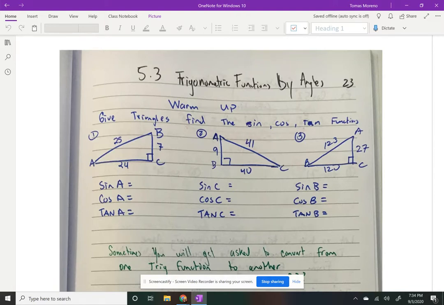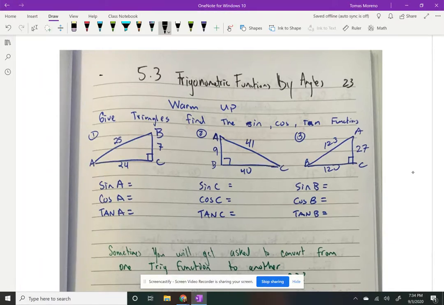Okay, so let's just jump right into this. So last time we were doing trig ratios. So let's say we want to find sine of A. So right here, this is our A angle. So sine means we're gonna go opposite. Opposite is 7 over hypotenuse, which would be 25.